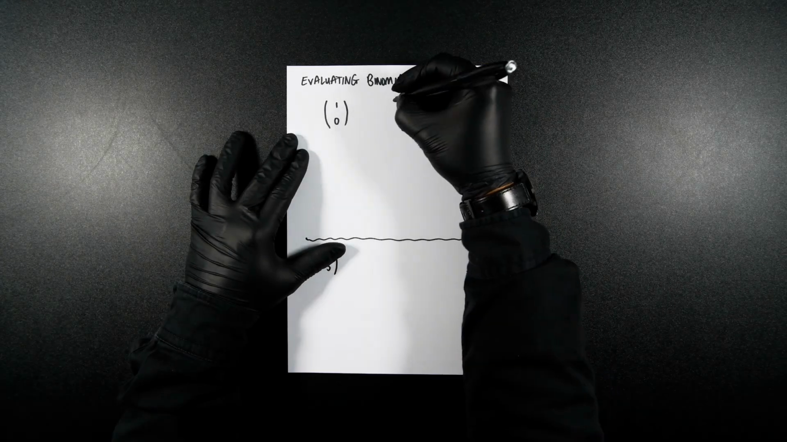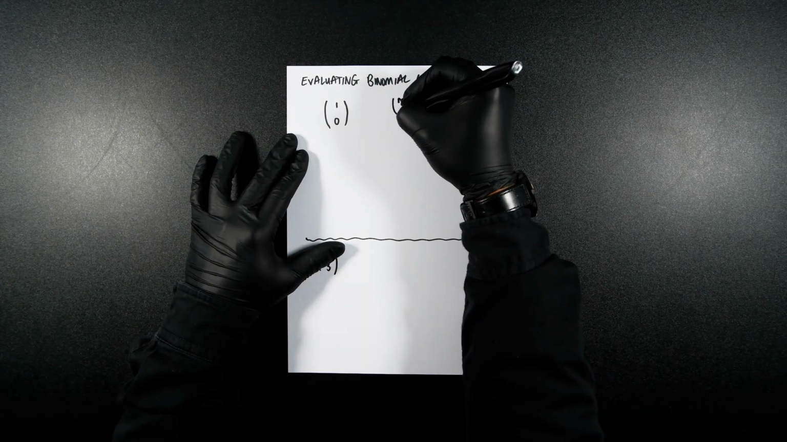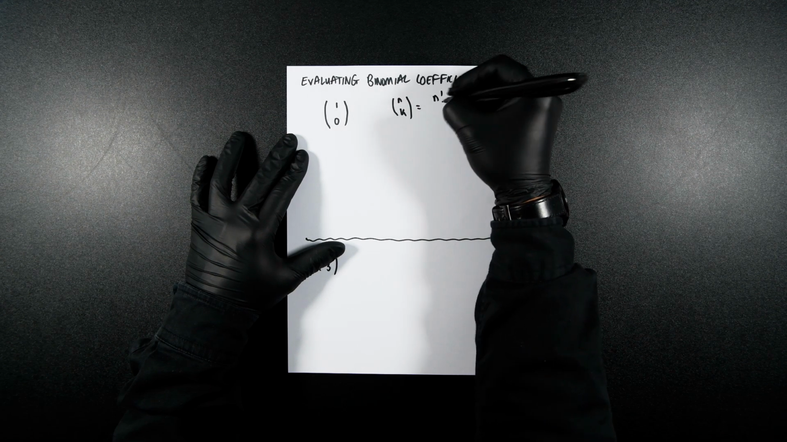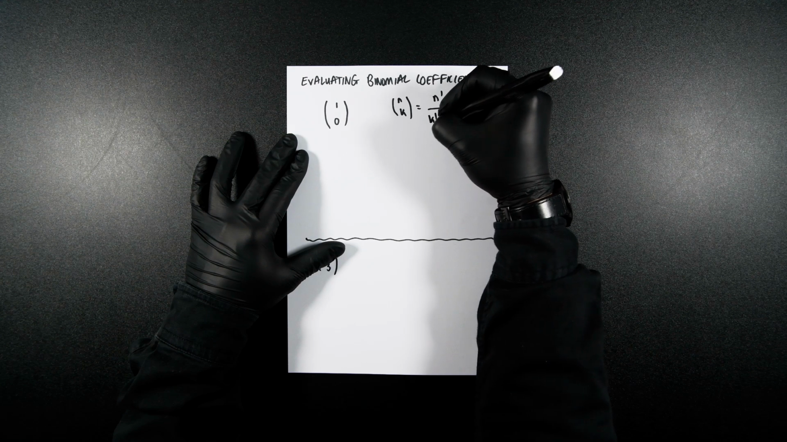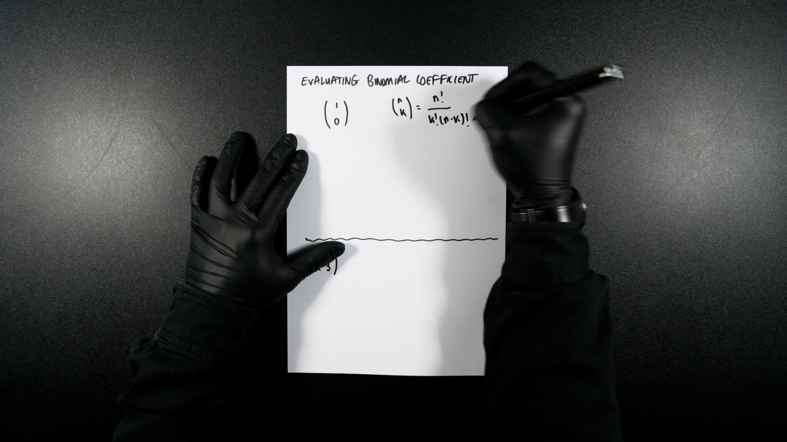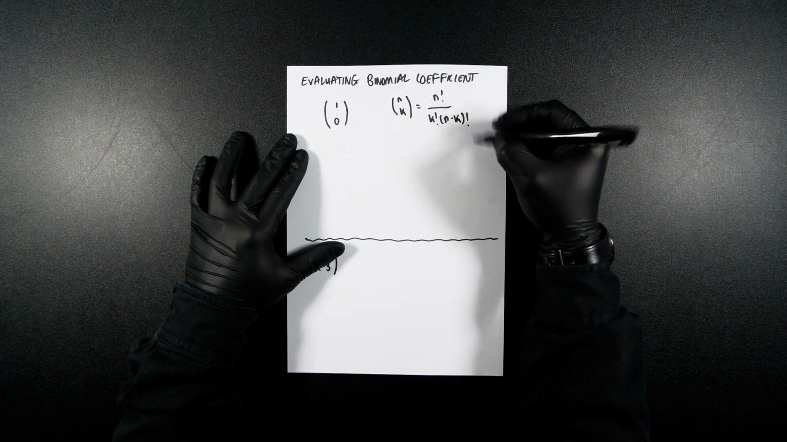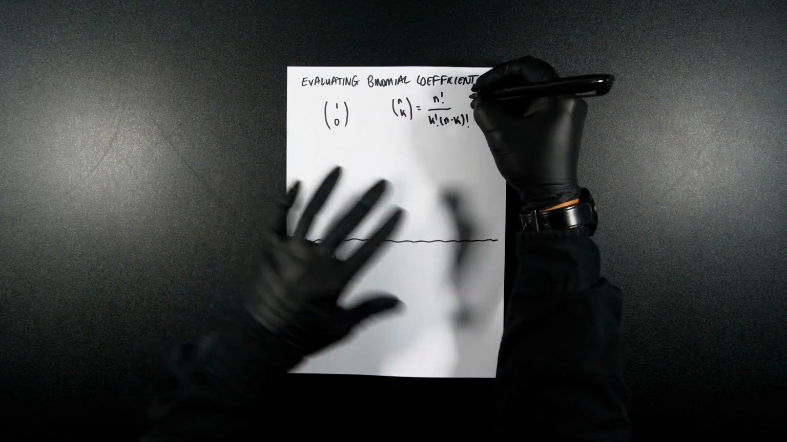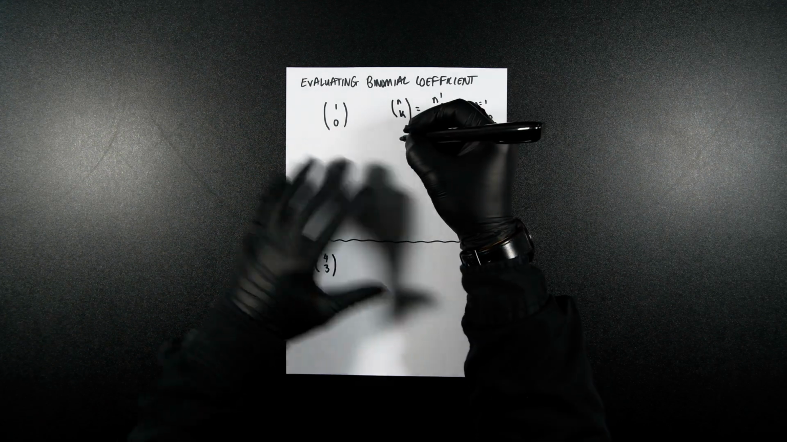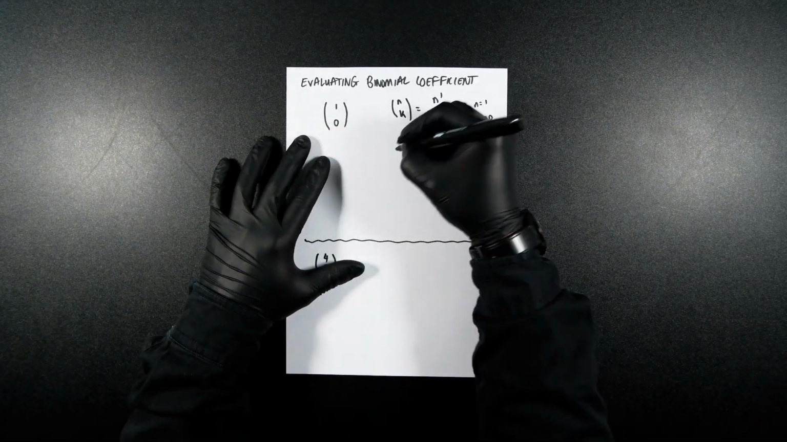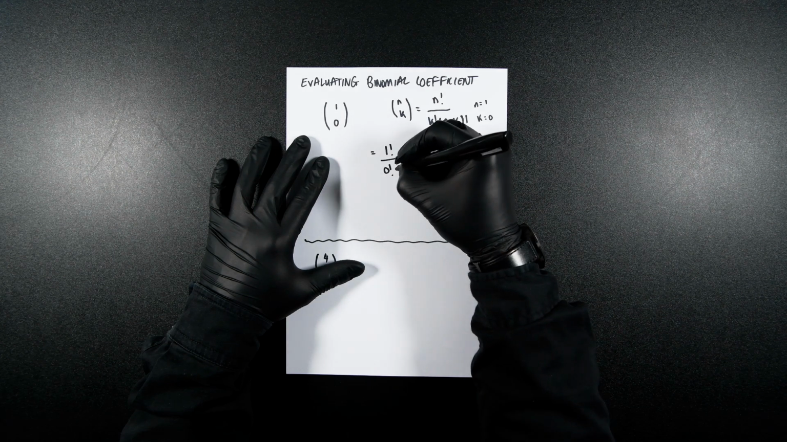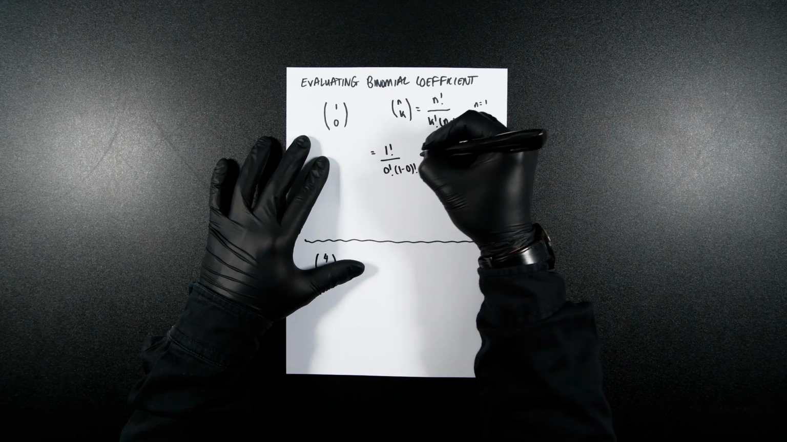Firstly, let's recall that if we've got a binomial coefficient written in this form, with n and k, it would be n factorial over k factorial times (n minus k) factorial. In this instance, n equals 1 and k equals 0. So putting it in here, this would be 1 factorial over 0 factorial times (1 minus 0) factorial.